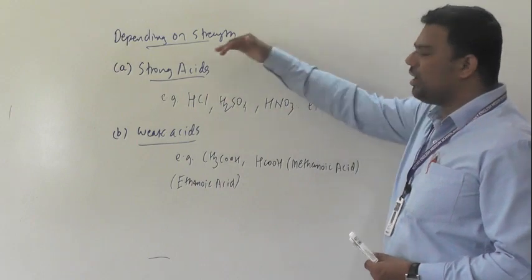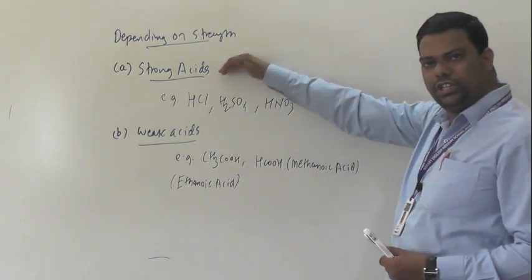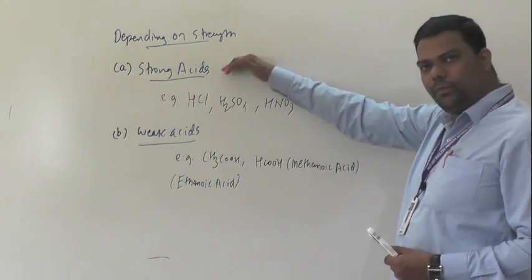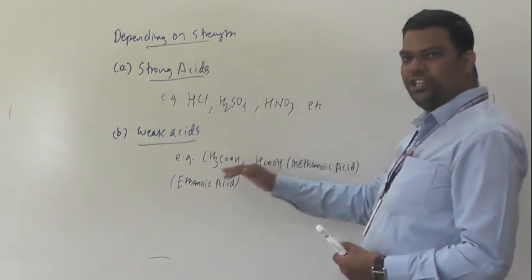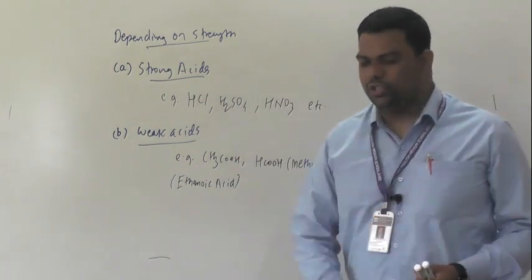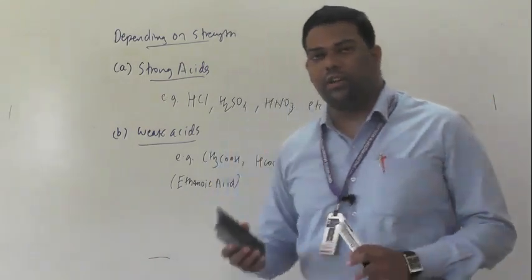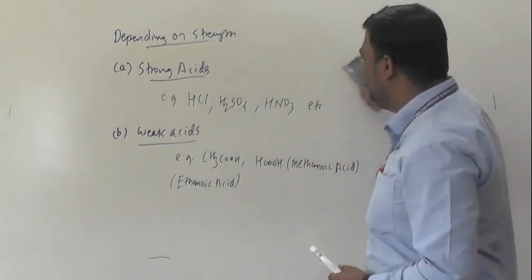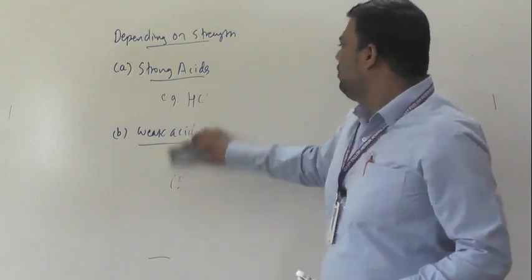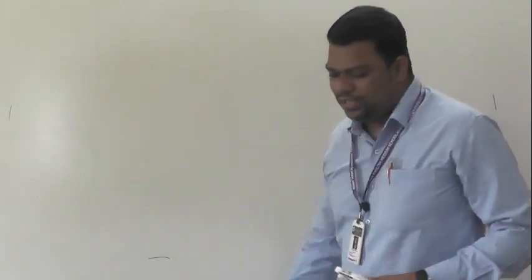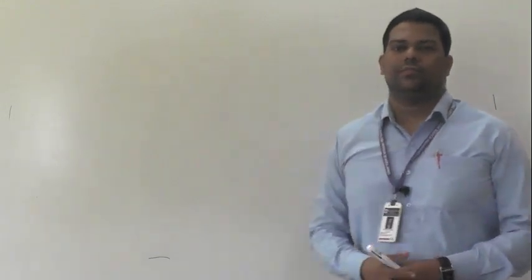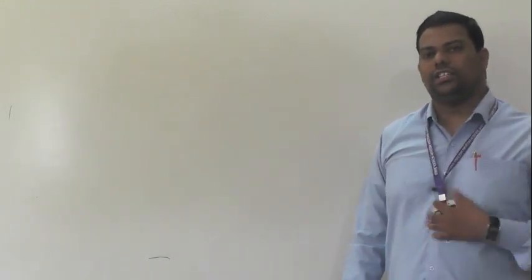So understood, strong acids are completely ionized or completely dissociated, with a higher degree of dissociation. Weak acids have a lower degree of dissociation and are partially ionized. Understood this? It depends on the strength. So one more term we introduce, which term, beta? The degree of dissociation, that is alpha.